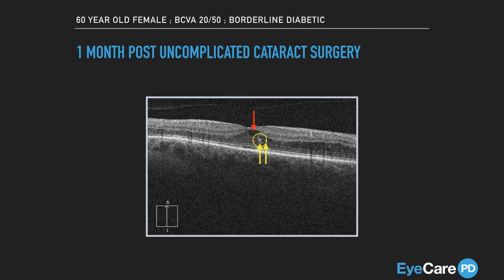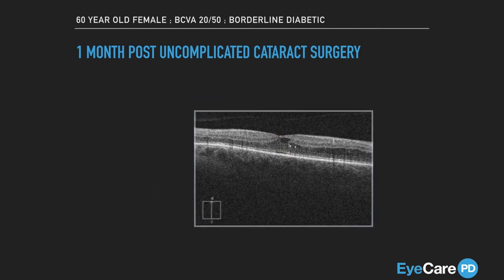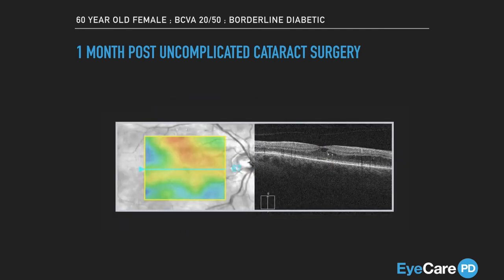But you know what, David? Here's hyperreflective foci, and there's even changes over here. Show me more. You got it. I will. Here's the map. Look at that map pattern. That map pattern is not that symmetric surrounding of the fovea.